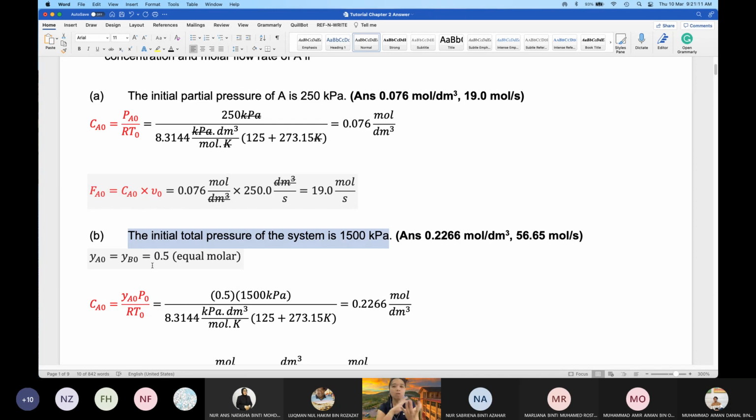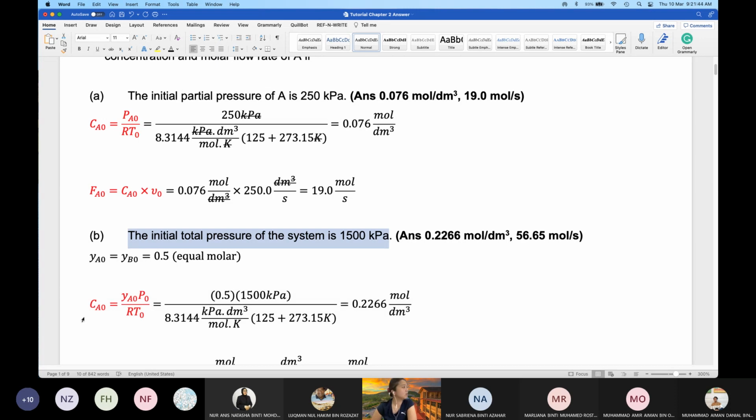YA0 is the mole fraction of A initially. In the question they say equal molar. Earlier, equal molar initially means 50% mole A, 50% mole B. So this 1500 actually consists of 50% A, 50% B. So by right, the pressure of A is 750 kilopascal. Pressure of B is also 750 kilopascal.